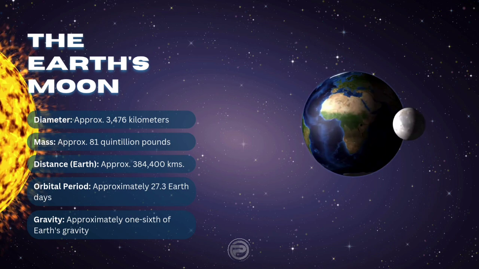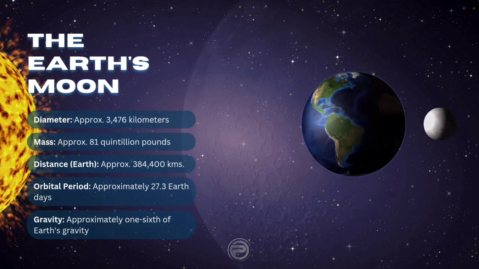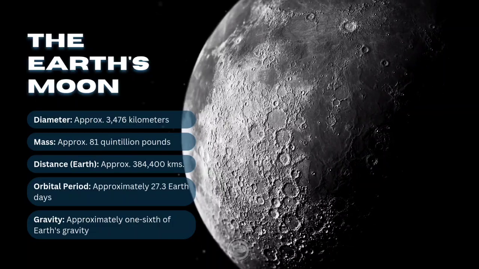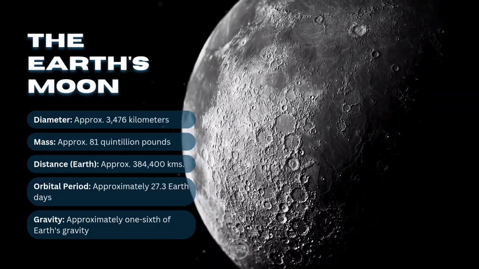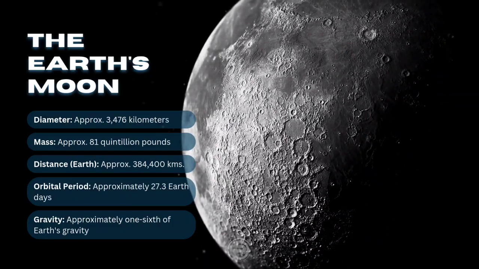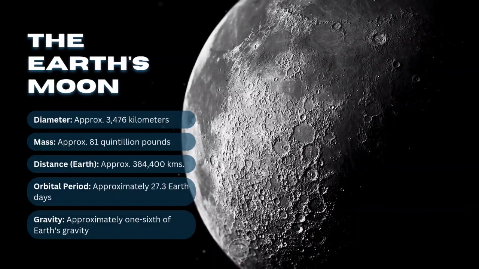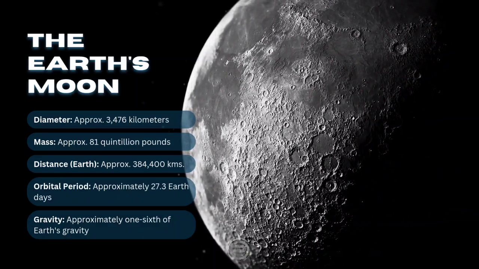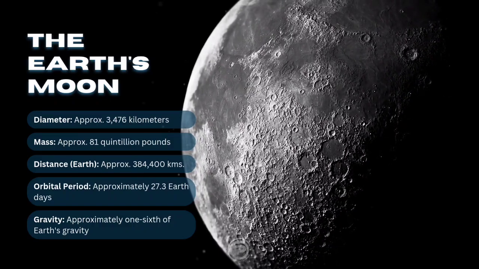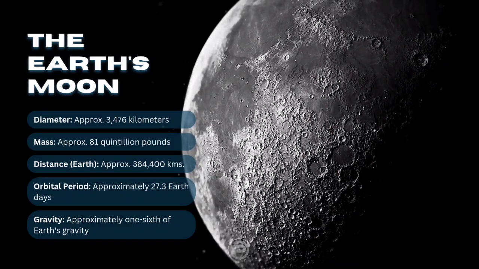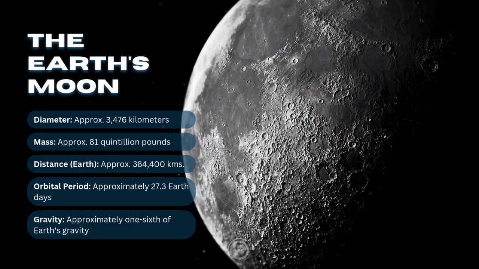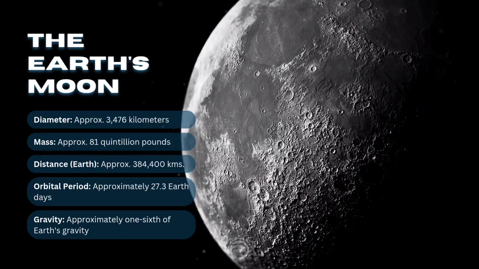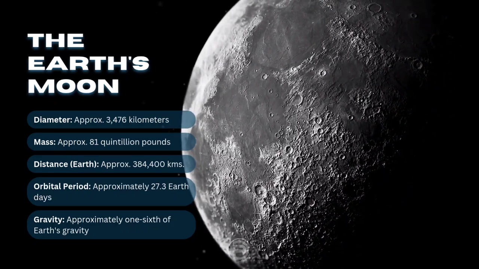Next, the characteristics of the Earth's moon. Diameter, approximately 3,476 kilometers. Mass, approximately 81 quintillion pounds. Distance, Earth, approximately 384,400 kilometers. Orbital period, approximately 27.3 Earth days. Gravity, approximately 1/6 of Earth's gravity.